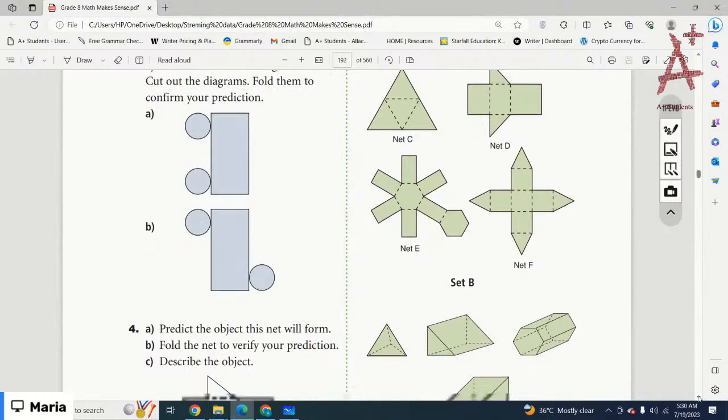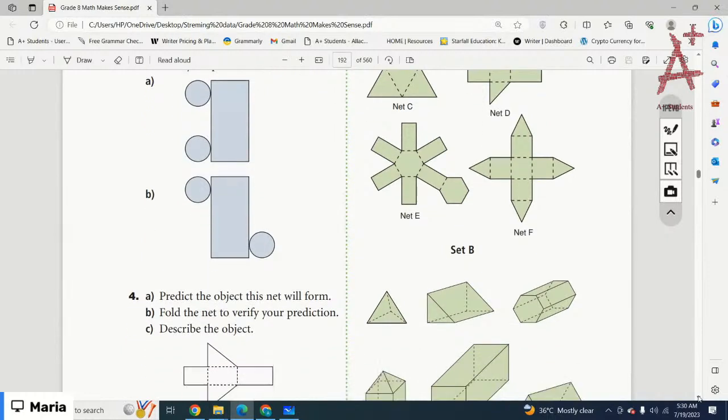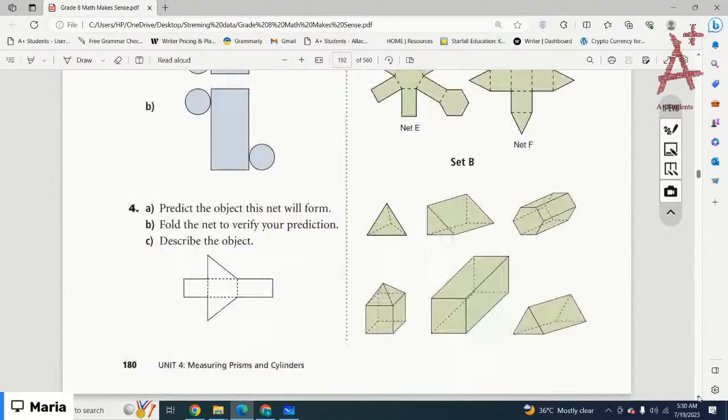Okay, question number 4. Predict the object this net will form. Fold the net to verify your prediction. Describe the object. Okay, you have two congruent triangles and one, two, three rectangular faces. It is a right triangular prism. Got it?